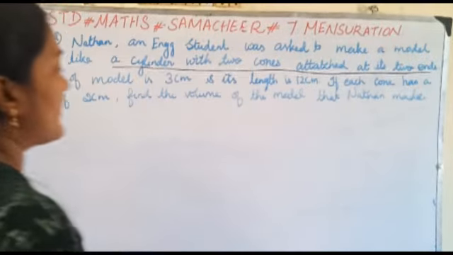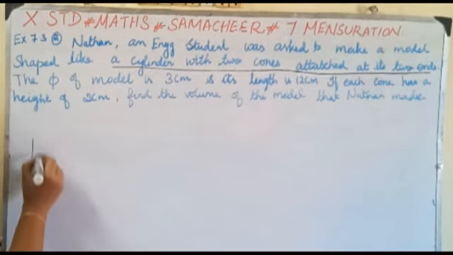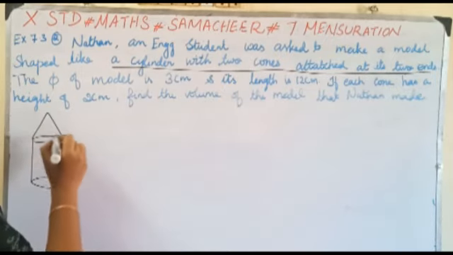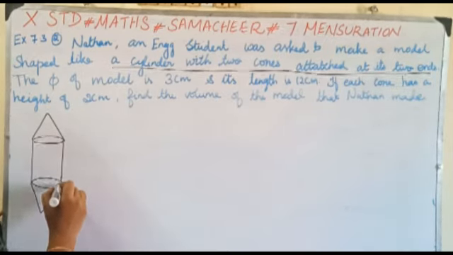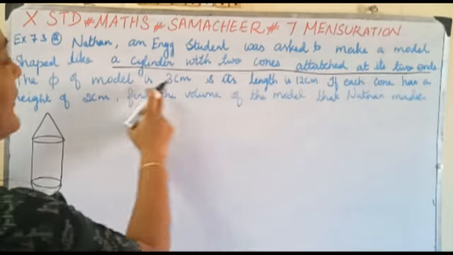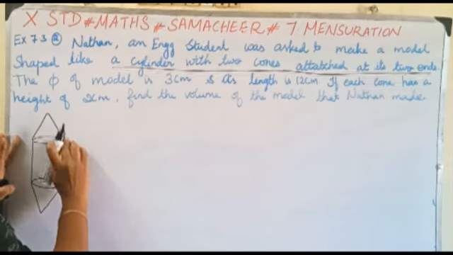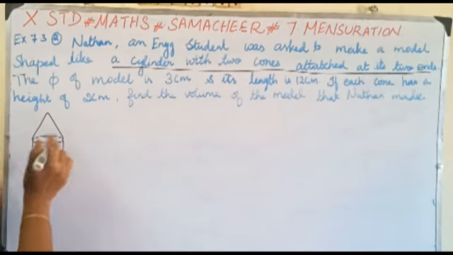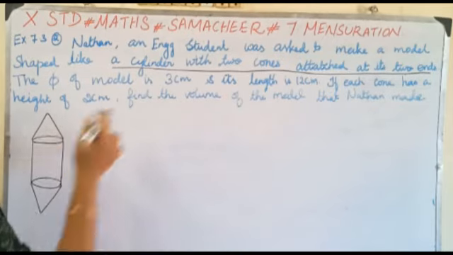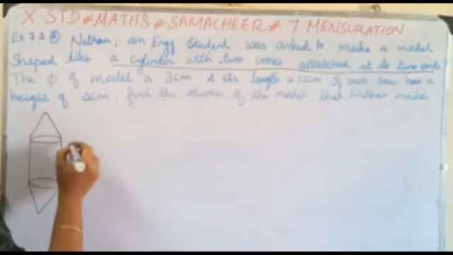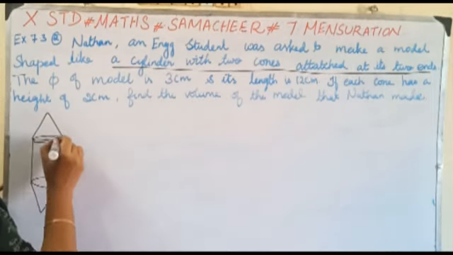at its two ends. See, a cylinder is there. At its two ends, cones are attached. So this is the model he needs to make. And the diameter of this model is 3 centimeters. Attached means the diameter of this model is common to this cone as well as this cylinder. So diameter is equal to 3 centimeters.